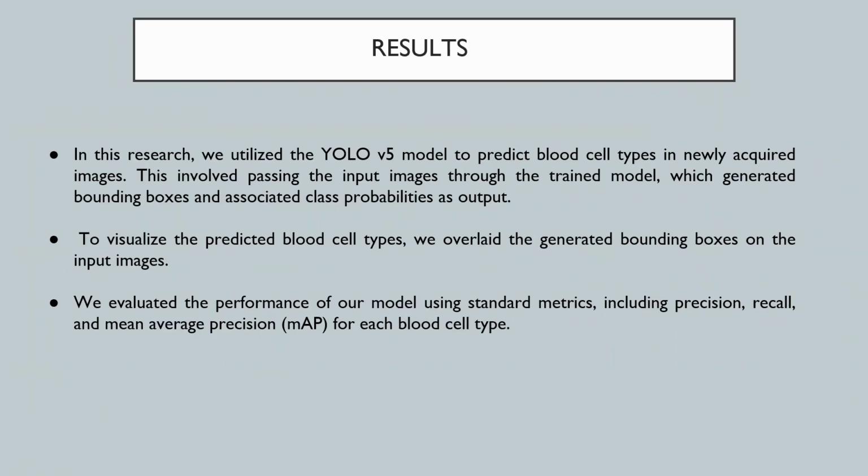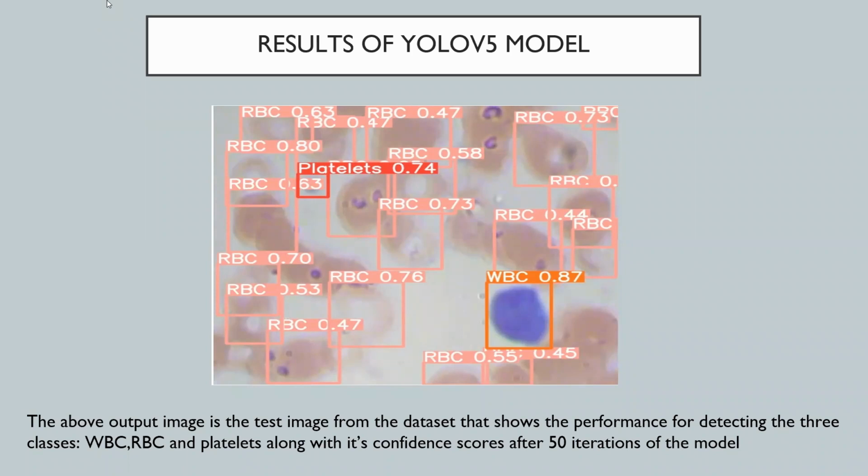Now, let us observe the results that we have obtained after training the YOLO V5 as well as the DETR model for the blood cell images. We have evaluated the performance of our model using standard metrics, including precision, recall, and mean average precision, known as the MAP score, for each blood cell type. The MAP score was calculated by comparing the detected bounding boxes with the ground truth bounding boxes.